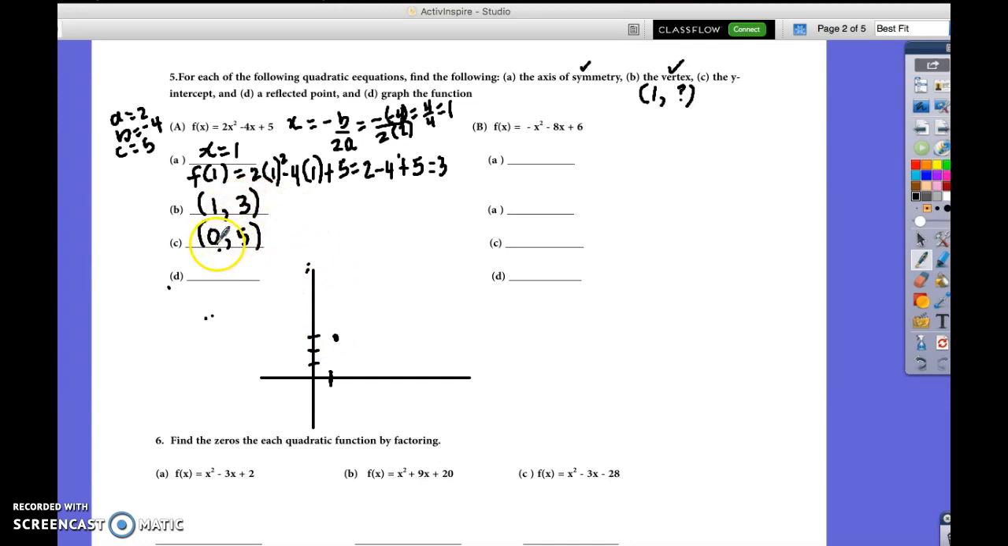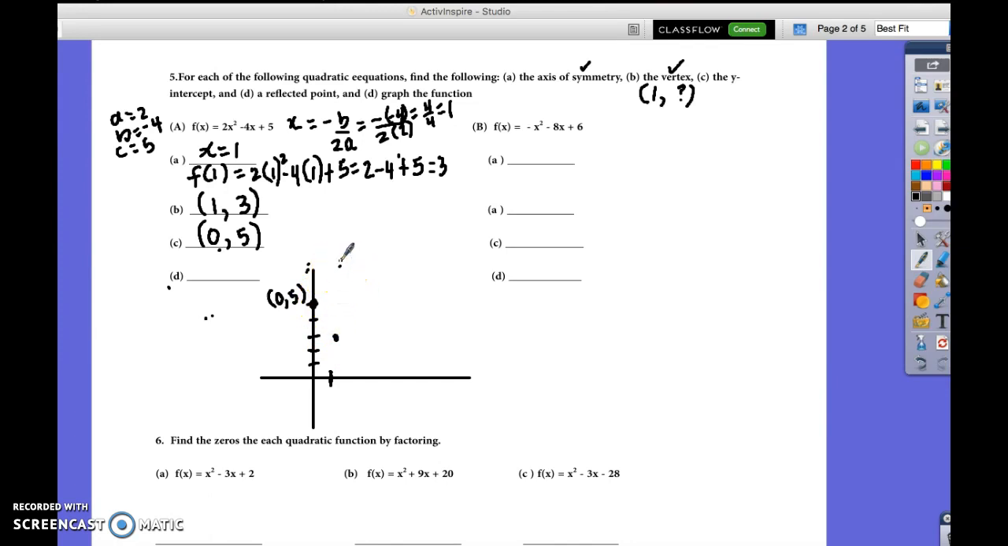But we need something else. We've got this point here, 0, 5, which is the y-intercept, and that's the y value when x is 0. X is 0 on here, y is 5. So here I come, 1, 2, 3, 4, 5. So this right here would be the y-intercept right here. That's a point on the parabola.